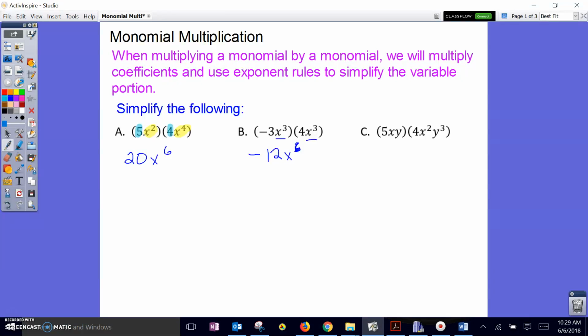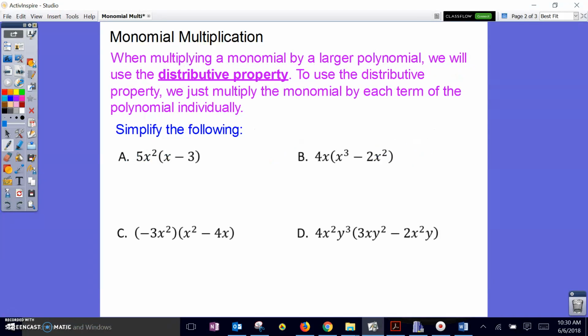Part C, a little bit more involved, since now we have two variables in each of the monomials instead of only one, but still the same process holds. We'll multiply the numbers. 5 times 4 gives us 20. We'll multiply the x's. We've got x, or x to the first, times x squared. So we add those exponents. 1 plus 2 gives us 3. That's going to be 20x to the third. And we'll do the same with the y's. Y, that's y to the first, times y to the third. We add the exponents. That gives us y to the fourth. And so when we multiply those two monomials together, we end up with 20x to the third, y to the fourth.